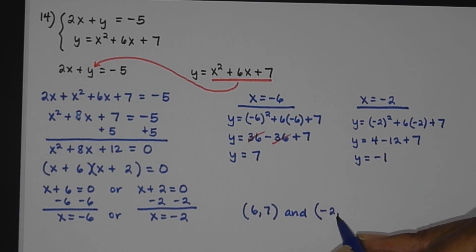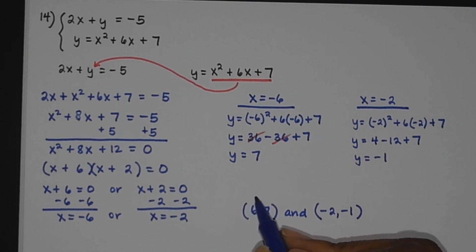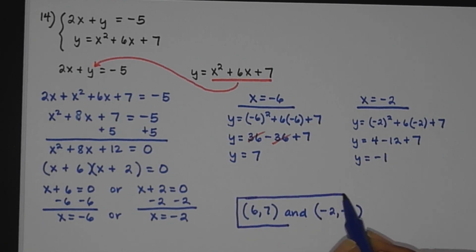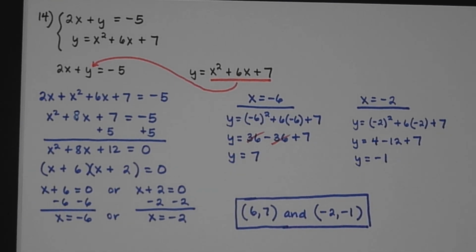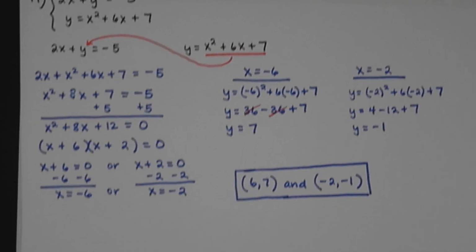So the other ordered pair would be negative 2, negative 1. So the ordered pairs 6, 7, and negative 2, negative 1 are the two solutions that satisfy that system of nonlinear equations. That's what problem number 14 is, a system of nonlinear equations. Questions on number 14? All right, also number 15 is a system of nonlinear equations as well.